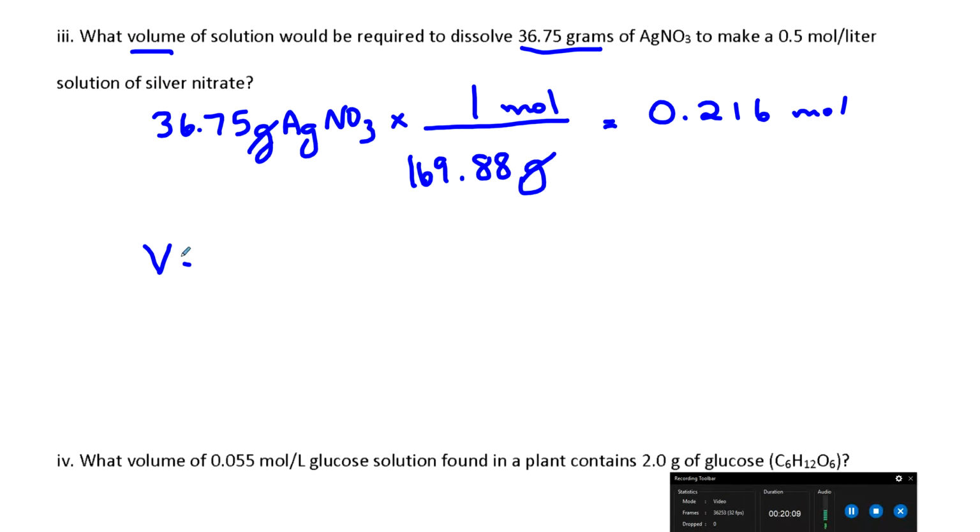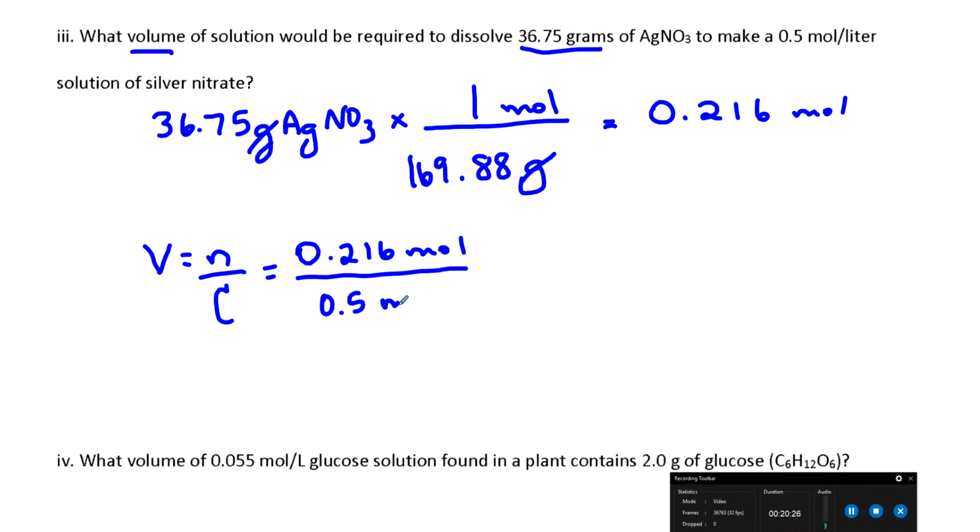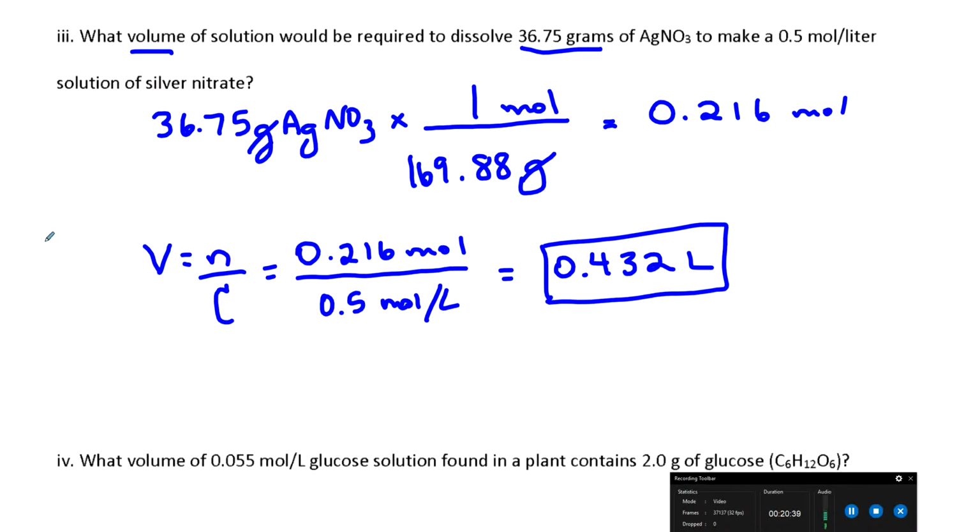So I'm just going to go ahead and use the rearranged version of the formula. Volume is number of moles divided by concentration. Number of moles I just calculated. And the concentration is given to me in the question, 0.5 moles per liter. So when I divide, I get 0.432 liters, which would be the same as 432 milliliters.